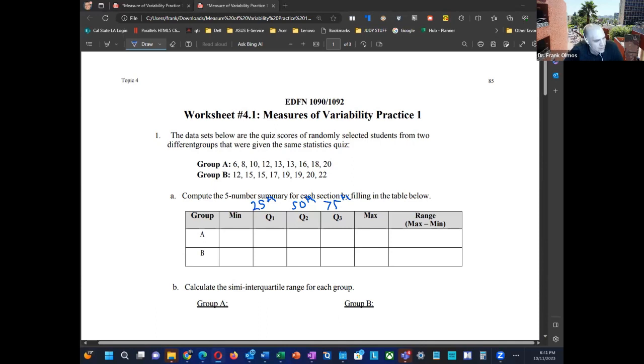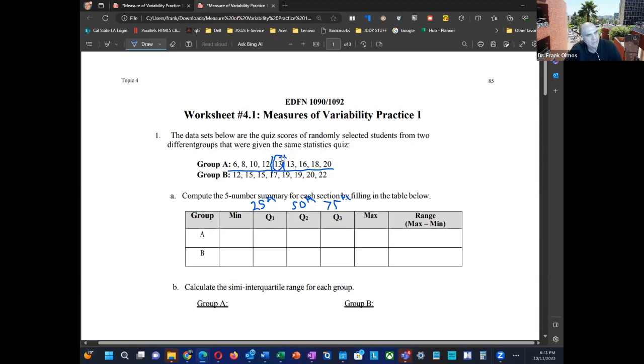Let's count them: 1, 2, 3, 4, 5, 6, 7, 8, 9. So there are 9 values here. It's odd, meaning there are 9. That means the median is going to be the one that has 4 below and 4 above. So 1, 2, 3, 4, that's 4 right there, and 1, 2, 3, 4 above. So the median is going to be 13.